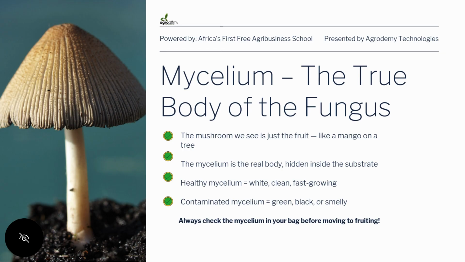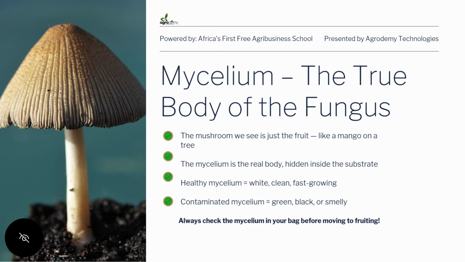Like mango on the tree. The mycelium is the real body and is hidden inside the substrate. That is if you are growing with substrate, and it's hidden under the soil if you are growing on the field. A healthy mycelium is white, it is clean and fast growing. A contaminated mycelium is green, black or smelly.